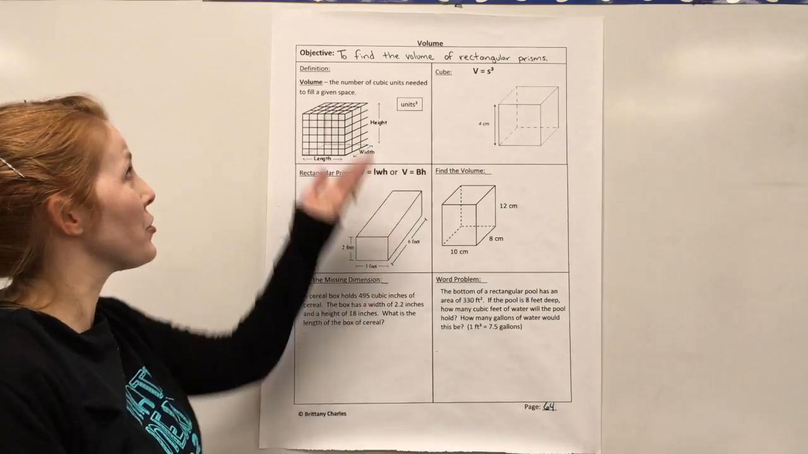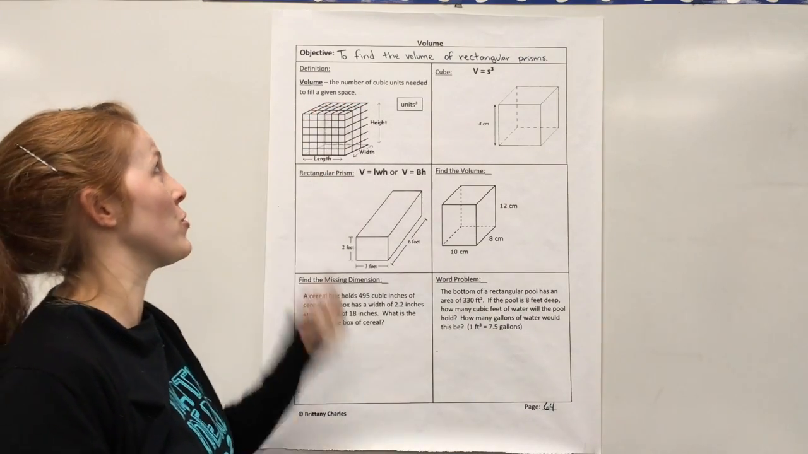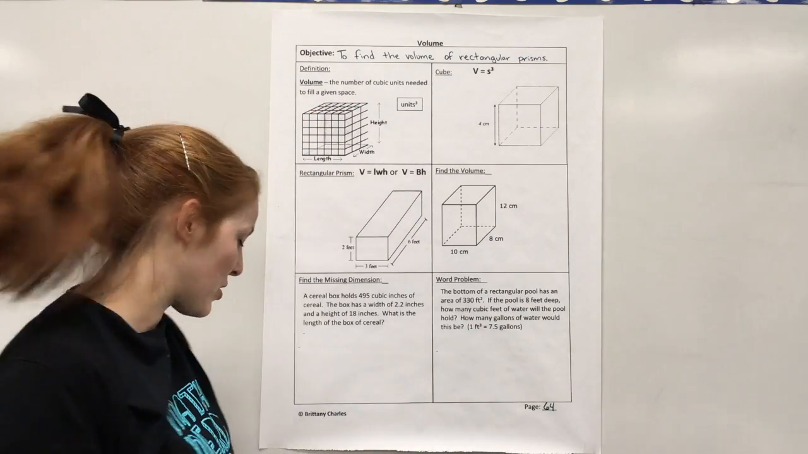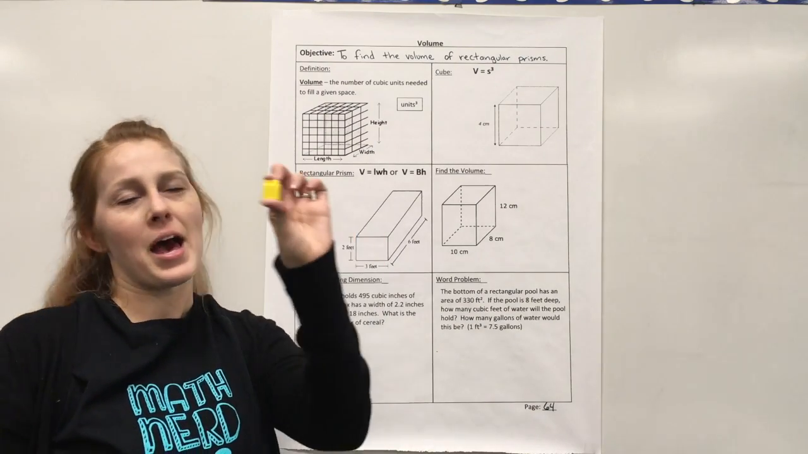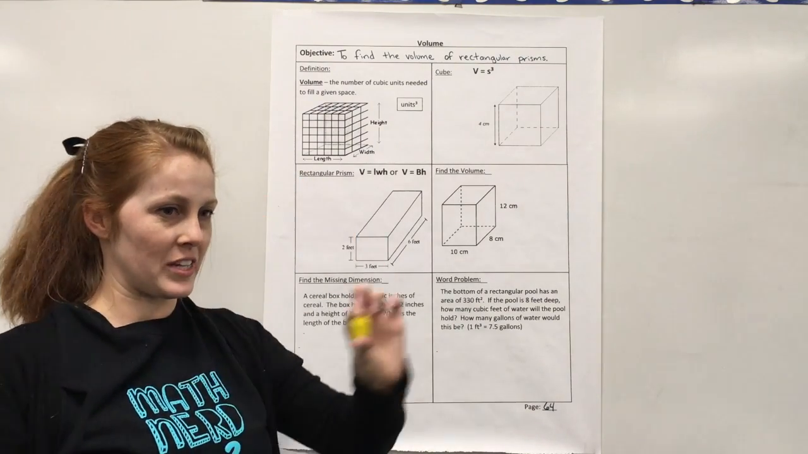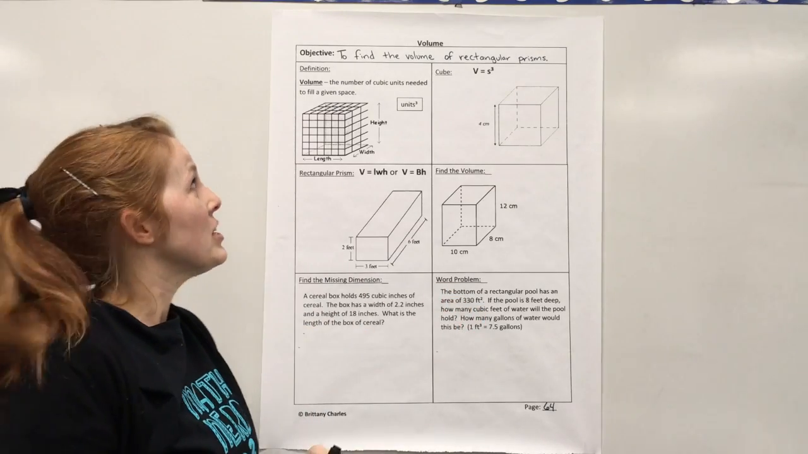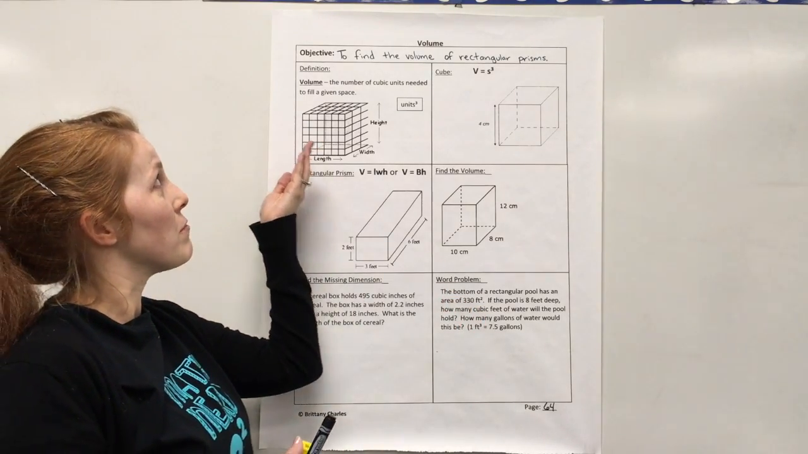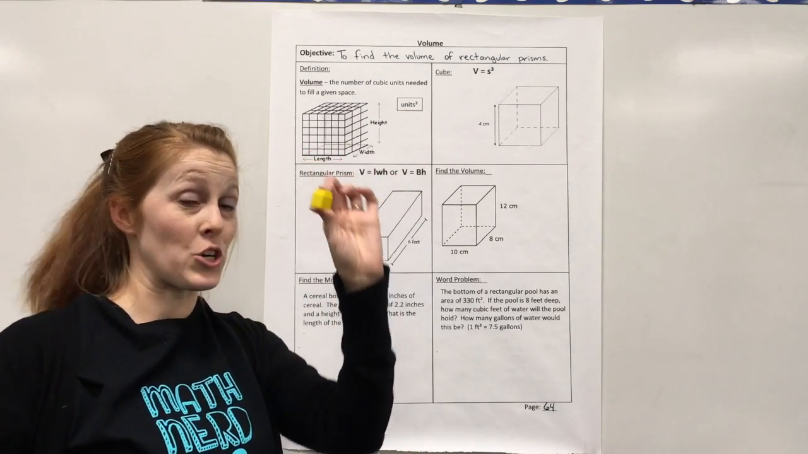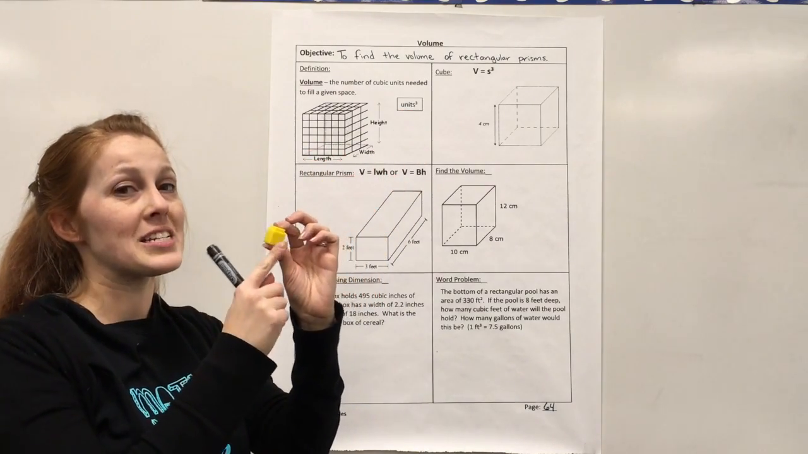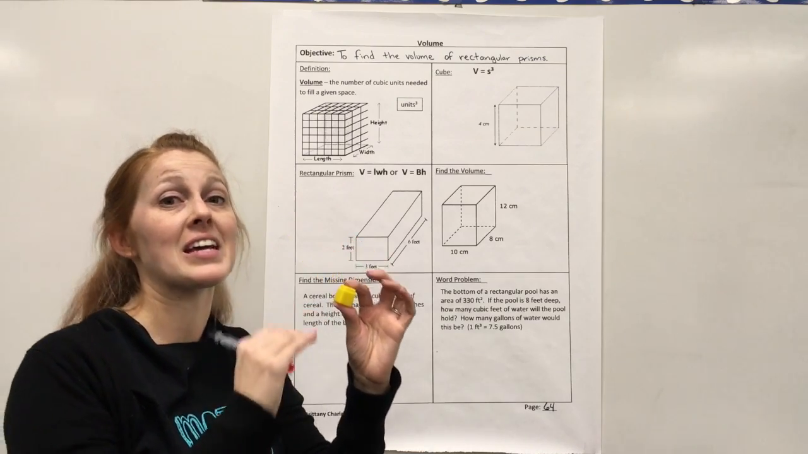All right, well, volume is the number of cubic units needed to fill a given space. So if I had a container and I wanted the volume, I would see how many of these cubes would fit into the container. Okay, so first of all, volume is measured in cubic units because you can see it's a cube and it has three dimensions. It has length, width, and height.